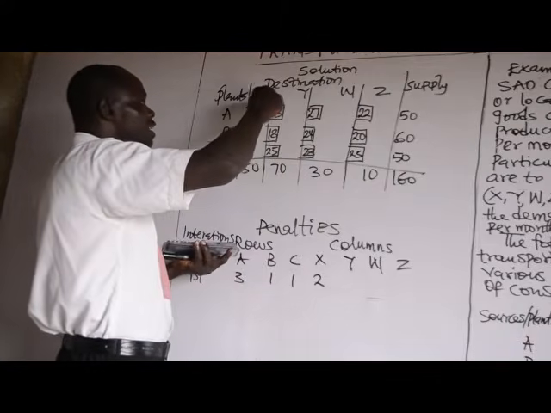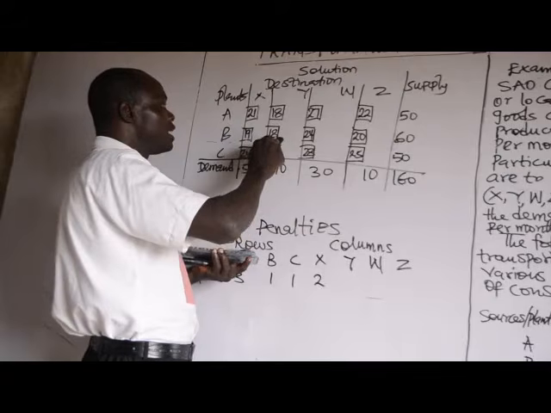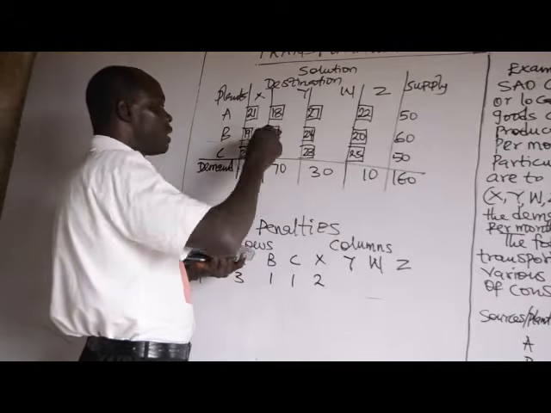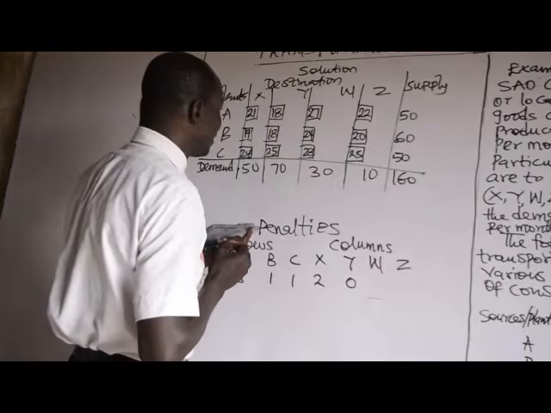Column Y. The least cost is 18. And the next least cost to 18 is also 18. 18 minus 18, that will be 0. So we have 0 as the penalty.